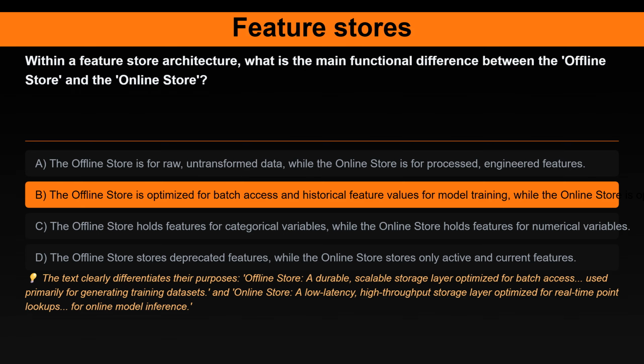The correct answer is the offline store is optimized for batch access and historical feature values for model training, while the online store is optimized for low latency, real-time lookups for inference. Here's the explanation. The text clearly differentiates their purposes. Offline store, a durable, scalable storage layer optimized for batch access, used primarily for generating training datasets, and online store, a low latency, high throughput storage layer optimized for real-time point lookups, for online model inference.